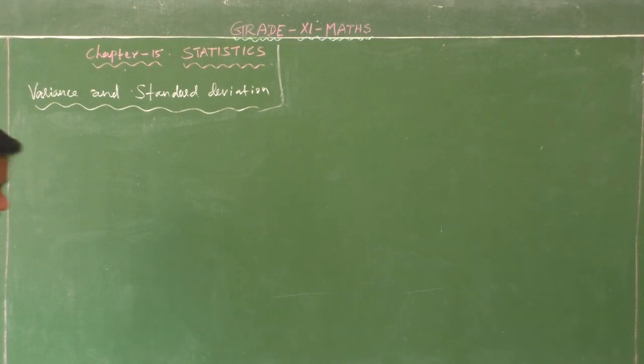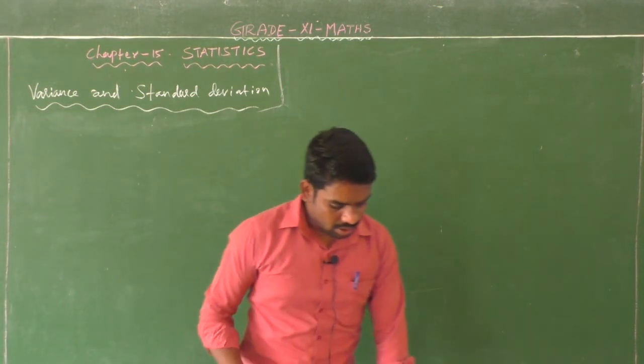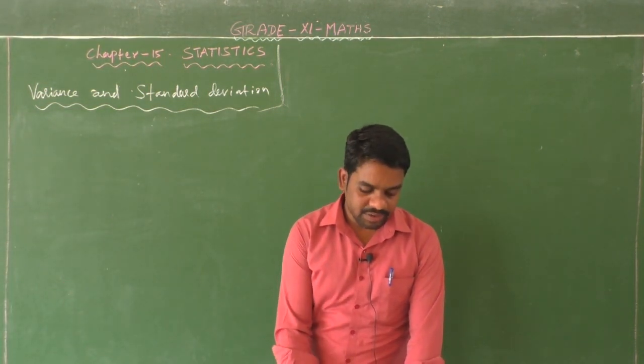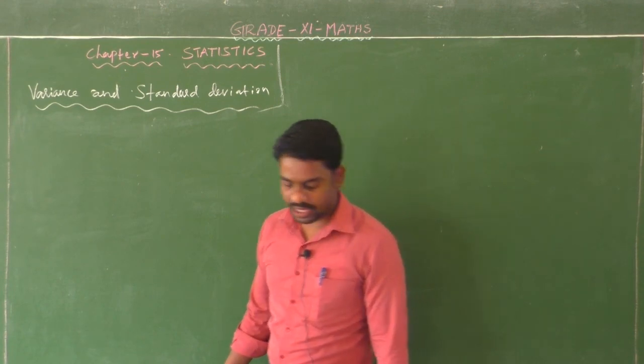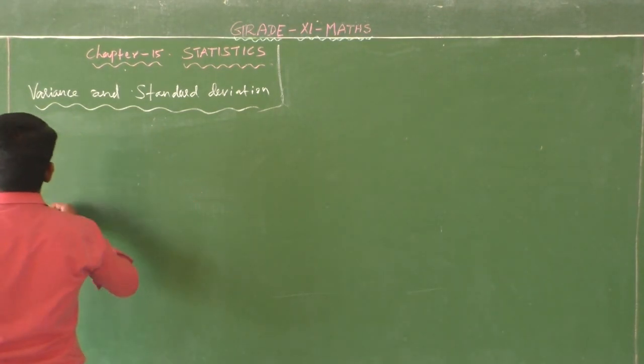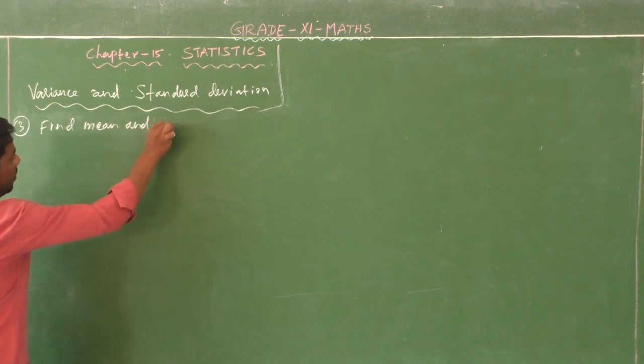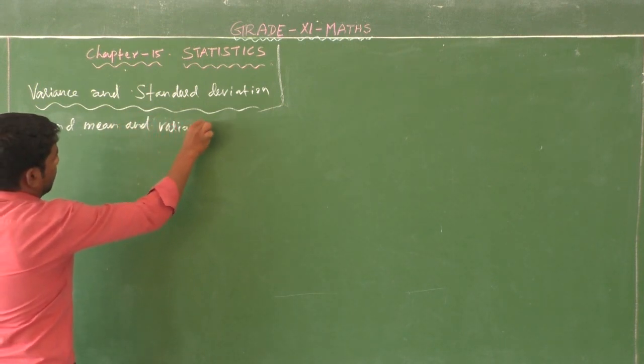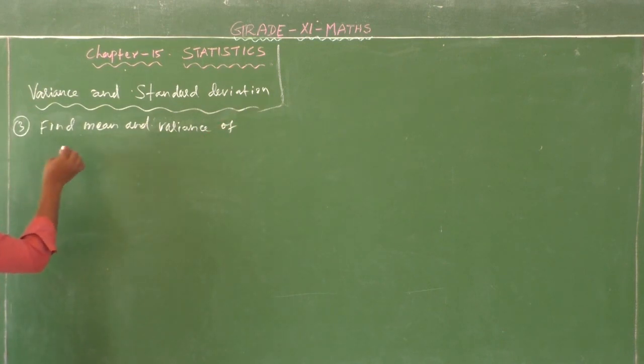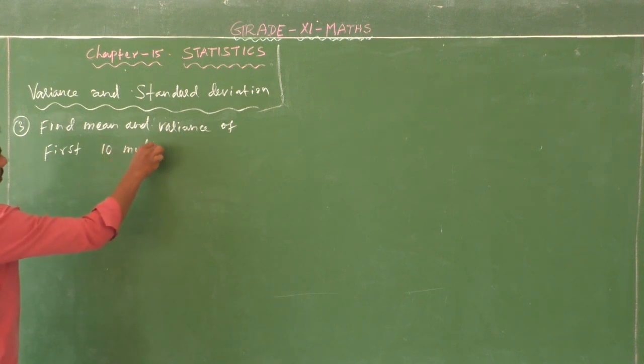Next, third question. Find mean and variance of first 10 multiples of 3.